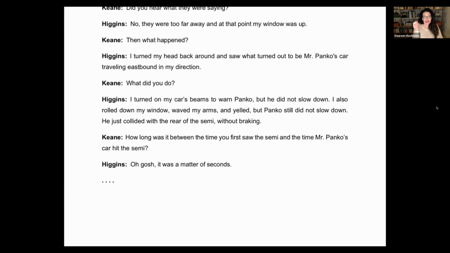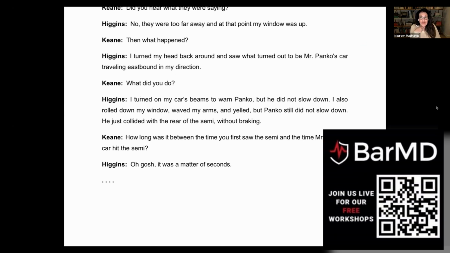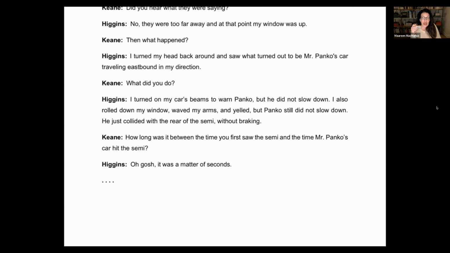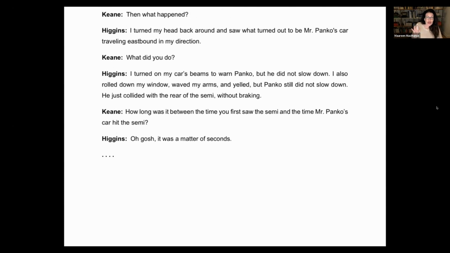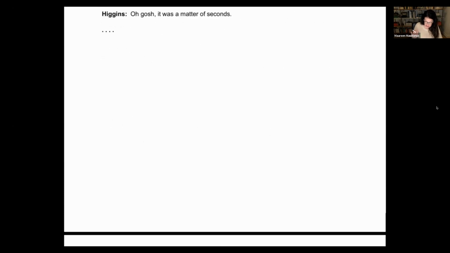So it looks like we have our client pulled over to help somebody at the side of the road who is in distress, who had gotten in an accident. Then we have this other witness who, when he pulls over, the plaintiff rams into the back of our client's semi truck. You have another witness, this Higgins person, who pulled over on the other side of the road, and she sees that the plaintiff, Panko, just rammed into the back of our client's truck and tried to warn him that there was a truck there and nothing happened.